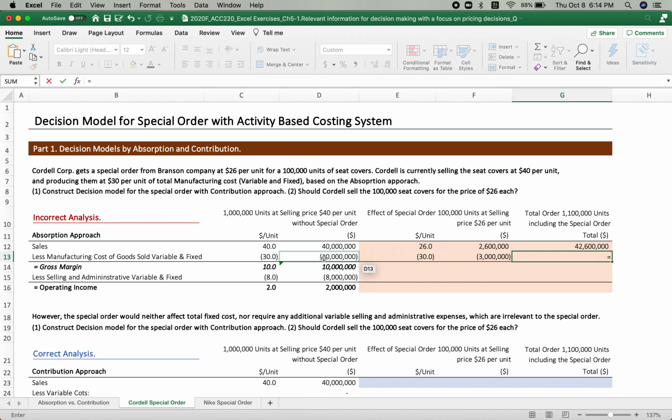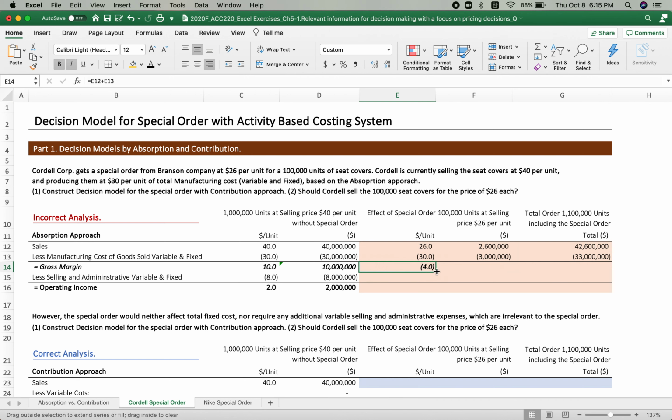Then let's sum up these two manufacturing costs of goods sold. So we got this answer: a $400,000 loss if we get this special order. The $400,000 is going to reduce this gross margin from $10,000,000 to $9,600,000. So definitely we are not taking this $26 special order of 100,000 units.